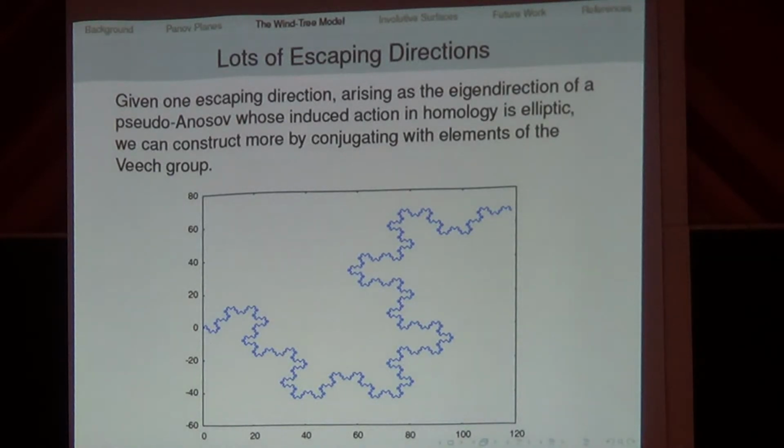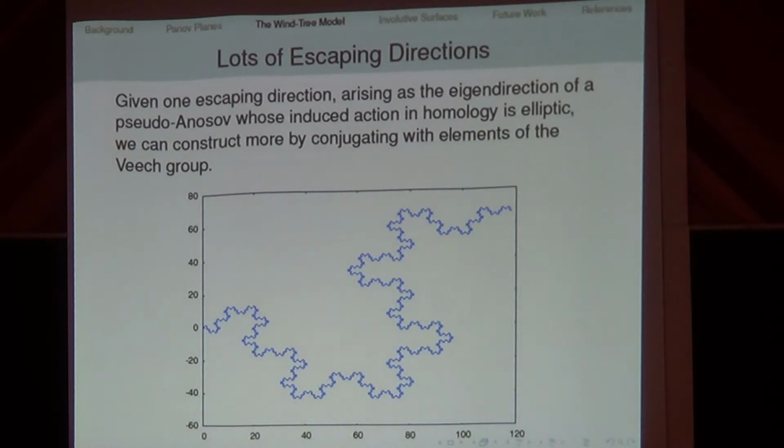So I should say that when you have one of these escaping trajectories that's constructed in this particular way, you actually get lots and lots of them for free, because if you conjugate by elements of each group, you get another pseudo-Anosov that acts hyperbolically or elliptically or whatever on homology as well.